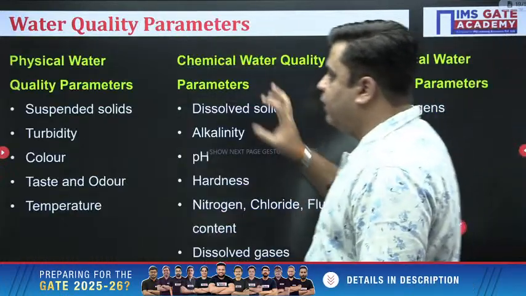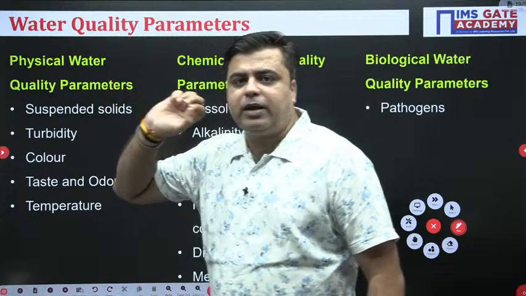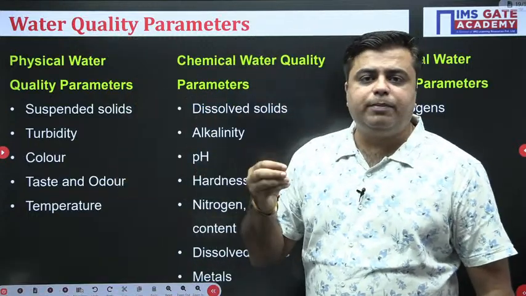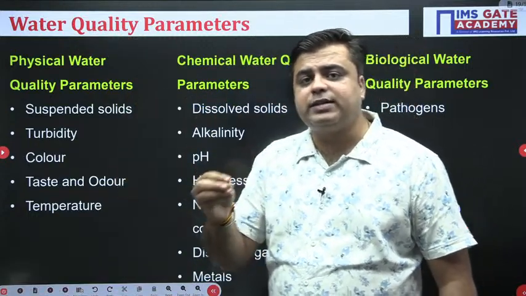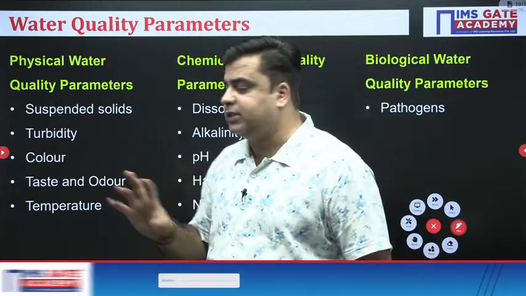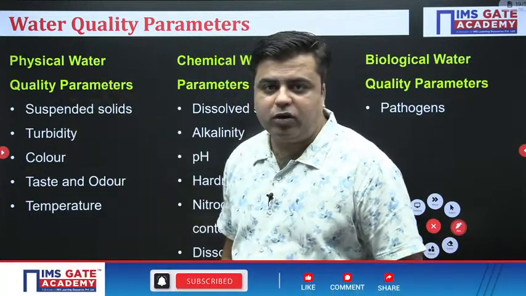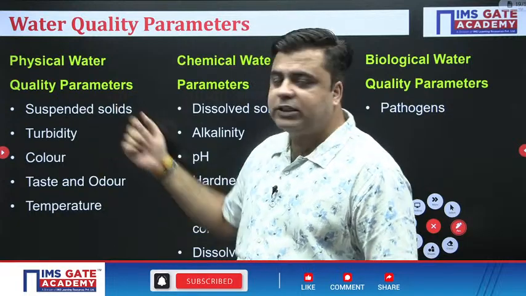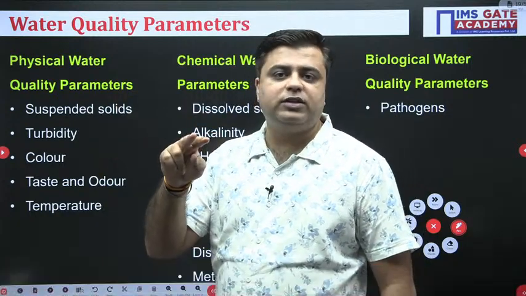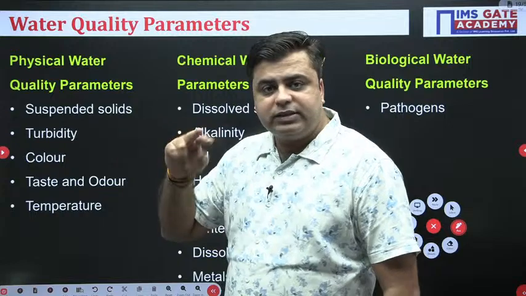Now, if you observe physical water quality parameters, all those water quality parameters which can be felt or sensed by any of our senses are classified as physical water quality parameters. Examples are suspended solids, you can see suspended solids in water, and turbidity, you can see turbidity in water.